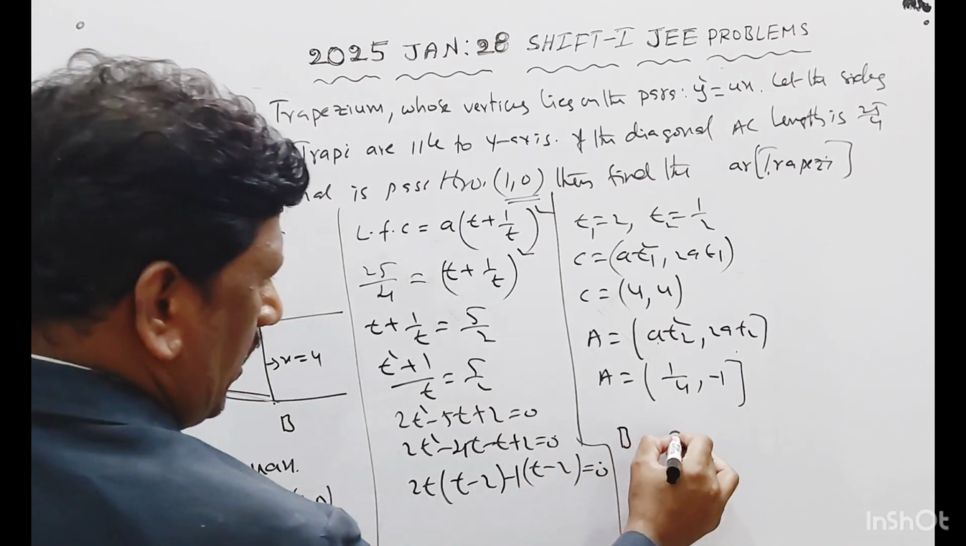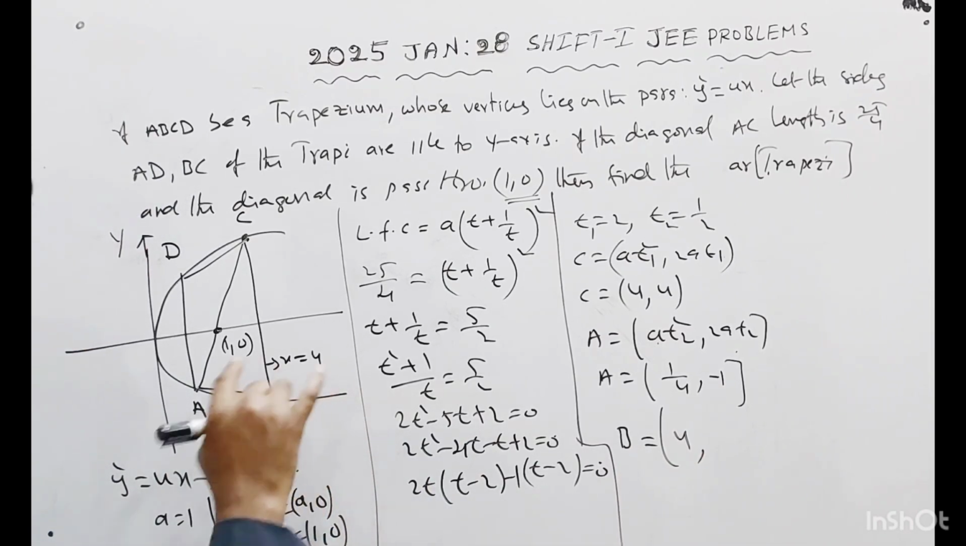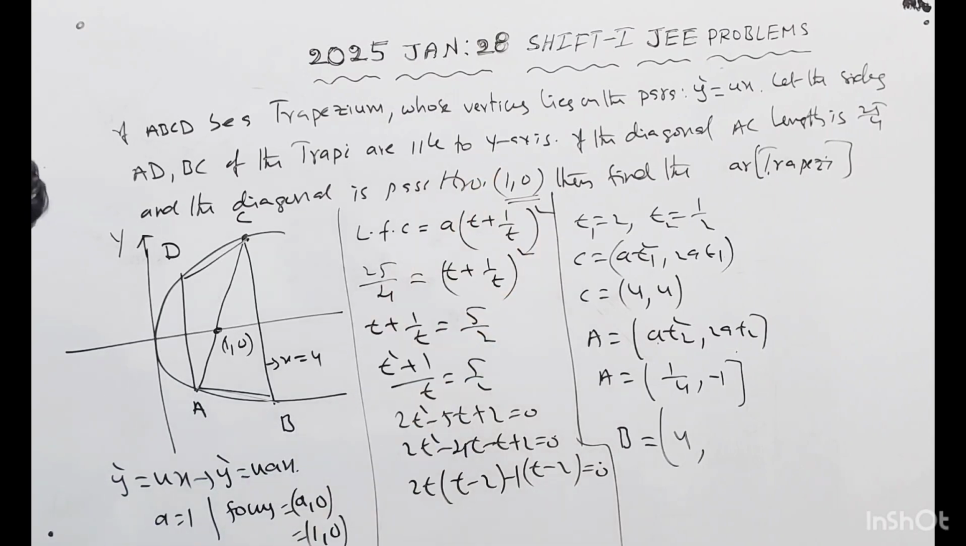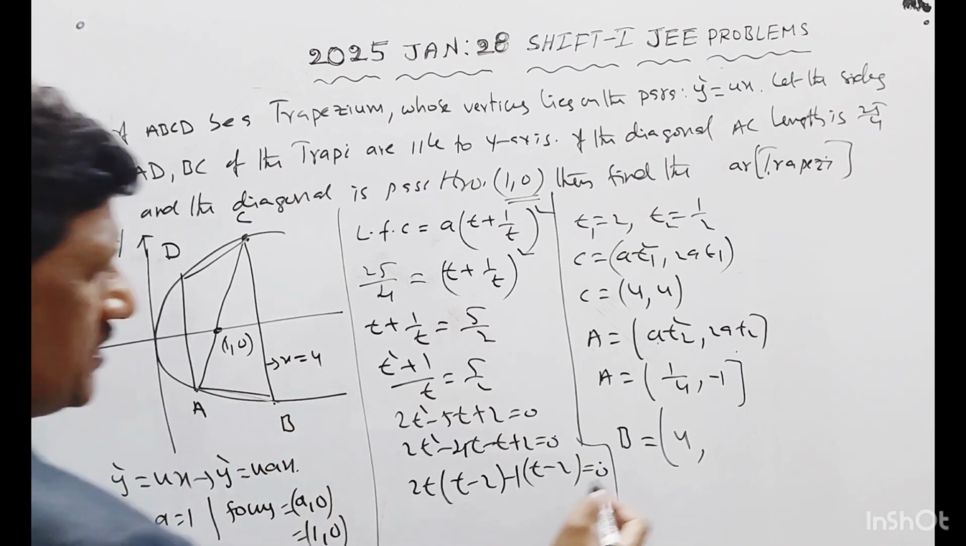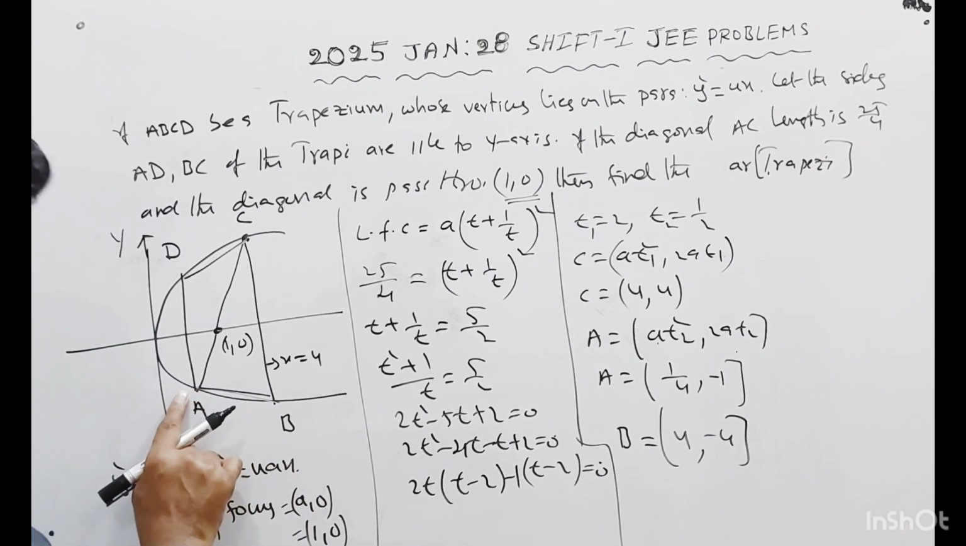So solve this parabola with this line equation. In this parabola, in the place of x take 4. So y square is equal to 16, so y value plus or minus 4 will come. But B lies in the fourth quadrant, and in the fourth quadrant y is negative. That's why we should take minus 4. So B point is (4, minus 4). Yes, we got the B point, A point, and C point.